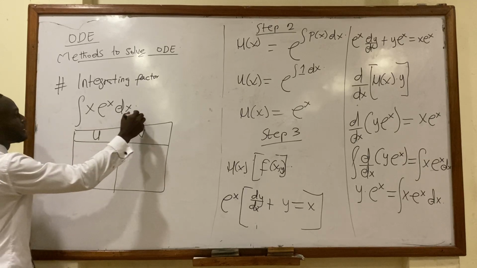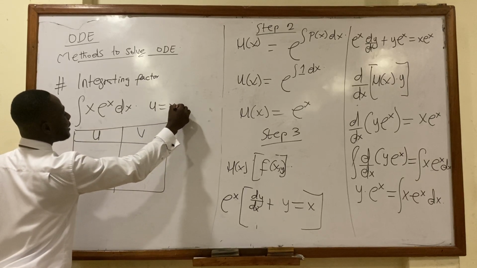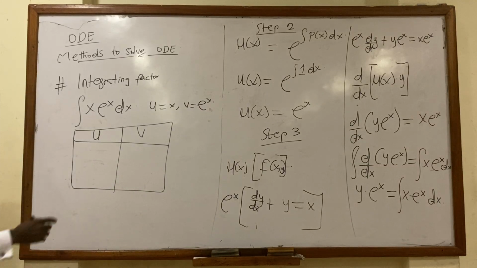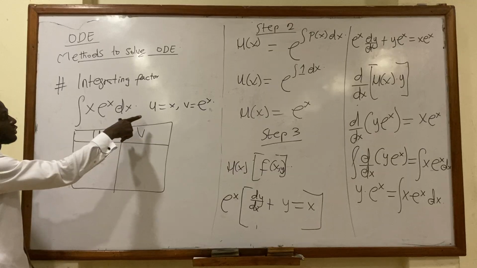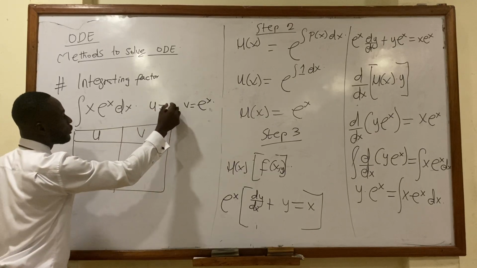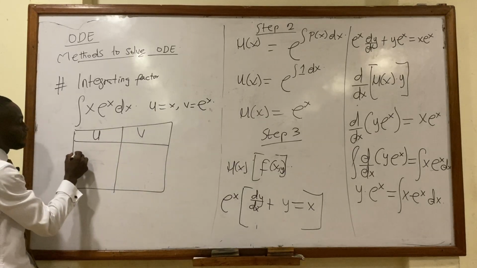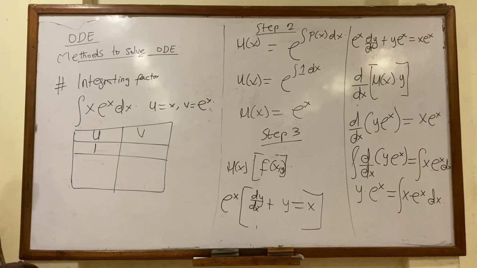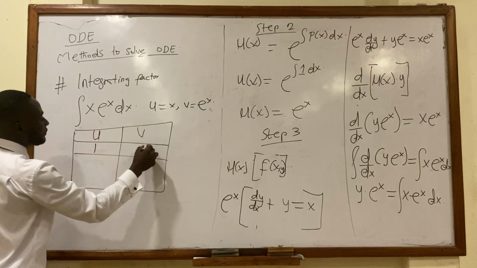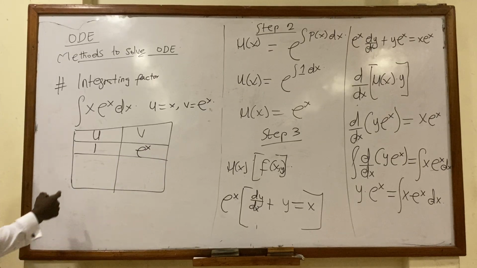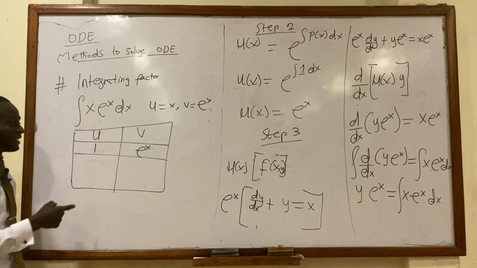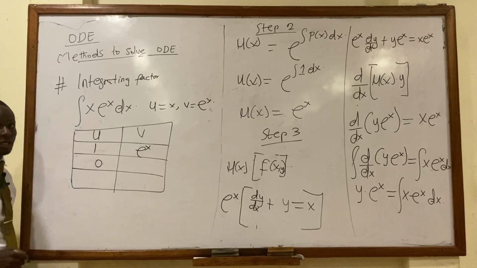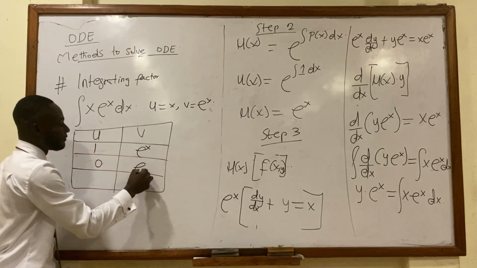So when you integrate, we say u should be equal to x, and then v should be equal to what? E power x. Good. So from here, we've chosen x to be u. So when you differentiate x, we have 1, right? And then when you differentiate e power x, we still have e power x. Good. Now, whenever you differentiate a constant, we know that we have 0, right? And then we have e power x.